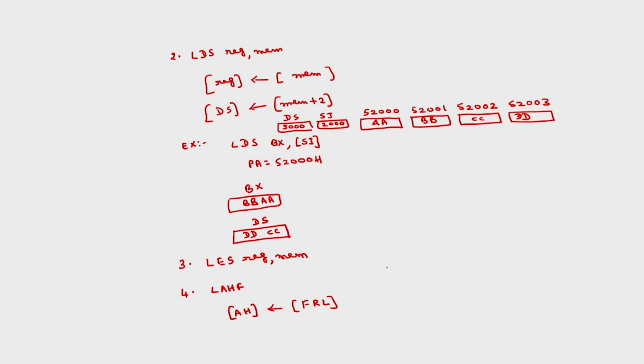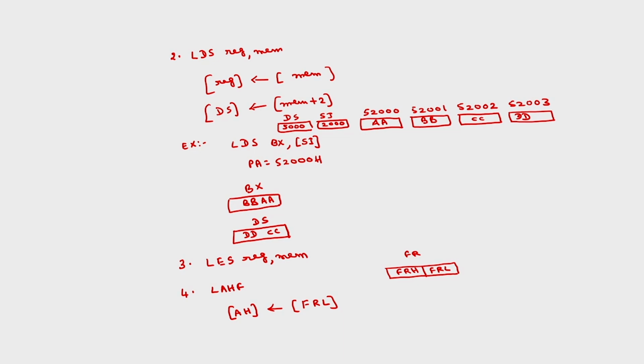So, out of the 16 bits of the flag register that I have explained in the earlier classes, this is flag register lower, flag register higher. So, this AH will be loaded with the flag register lower values. The flag register lower order 8 bits will be loaded into AH. So, these are about the 4 load instructions.